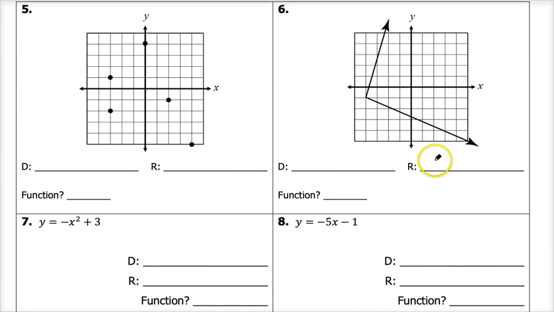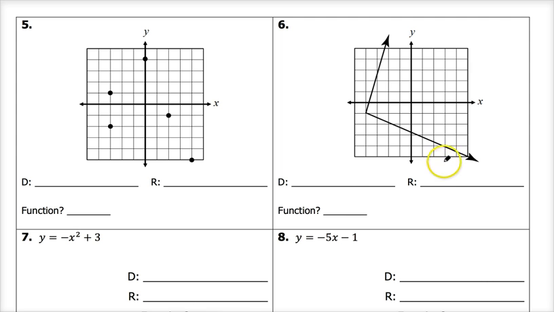Okay, now I've given you a couple of examples of graphs of relations. This is, by the way, an example of a discrete graph because we have points that are not connected. It's just 1, 2, 3, 4, 5 random points on the coordinate plane.